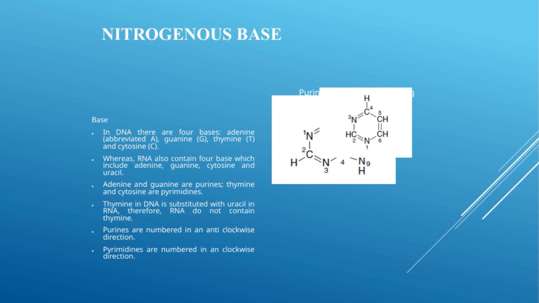It's important to note that adenine and guanine are classified as purines, which have a two-ring structure, while thymine and cytosine are pyrimidines, with a single-ring structure. Thymine in DNA is replaced by uracil in RNA, so RNA doesn't contain thymine at all. When drawing these purines, they are numbered in an anti-clockwise direction, while pyrimidines are numbered clockwise. This numbering helps us understand their structure better.